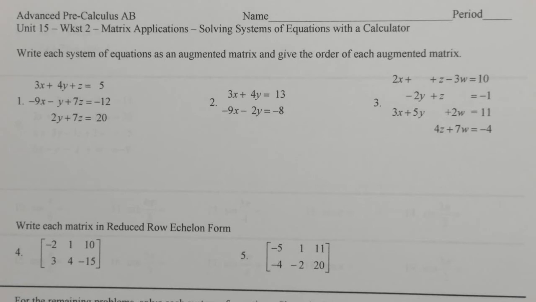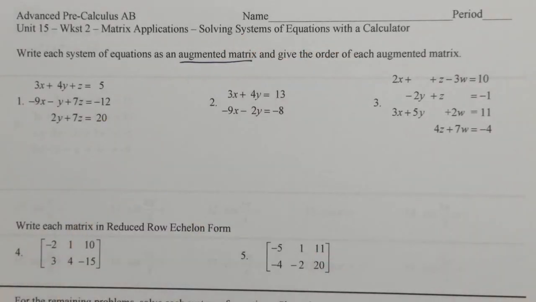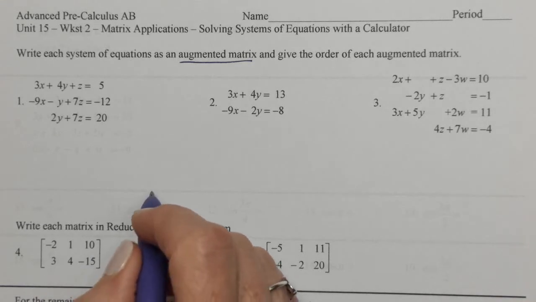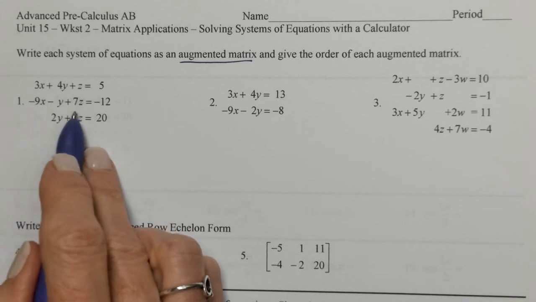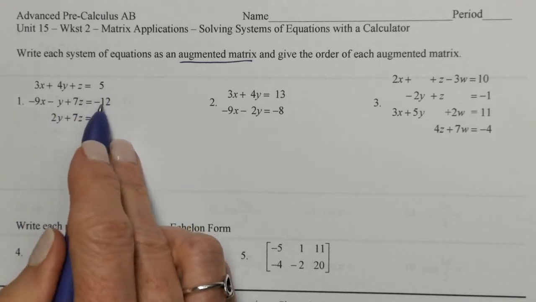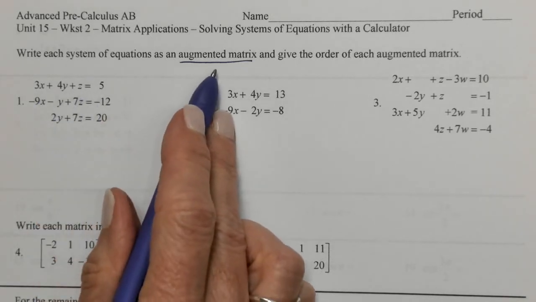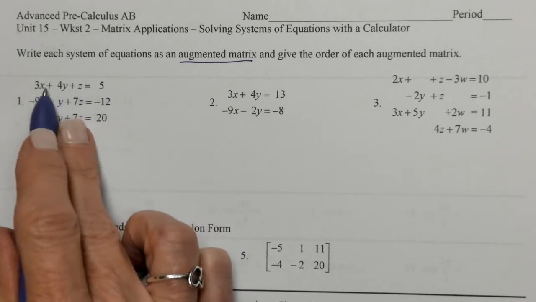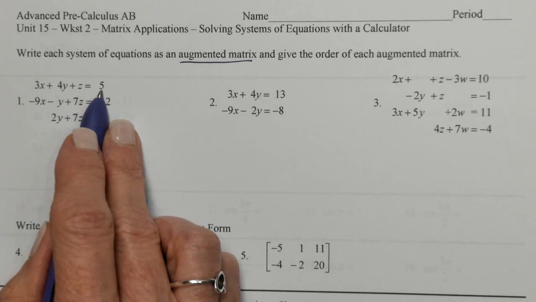So first of all, we need to talk about what this augmented matrix is. An augmented matrix is the matrix formed by taking the coefficients and the number on the other side of the equal sign. We are going to create a matrix by using the coefficients and the number on the other side of the equal sign.